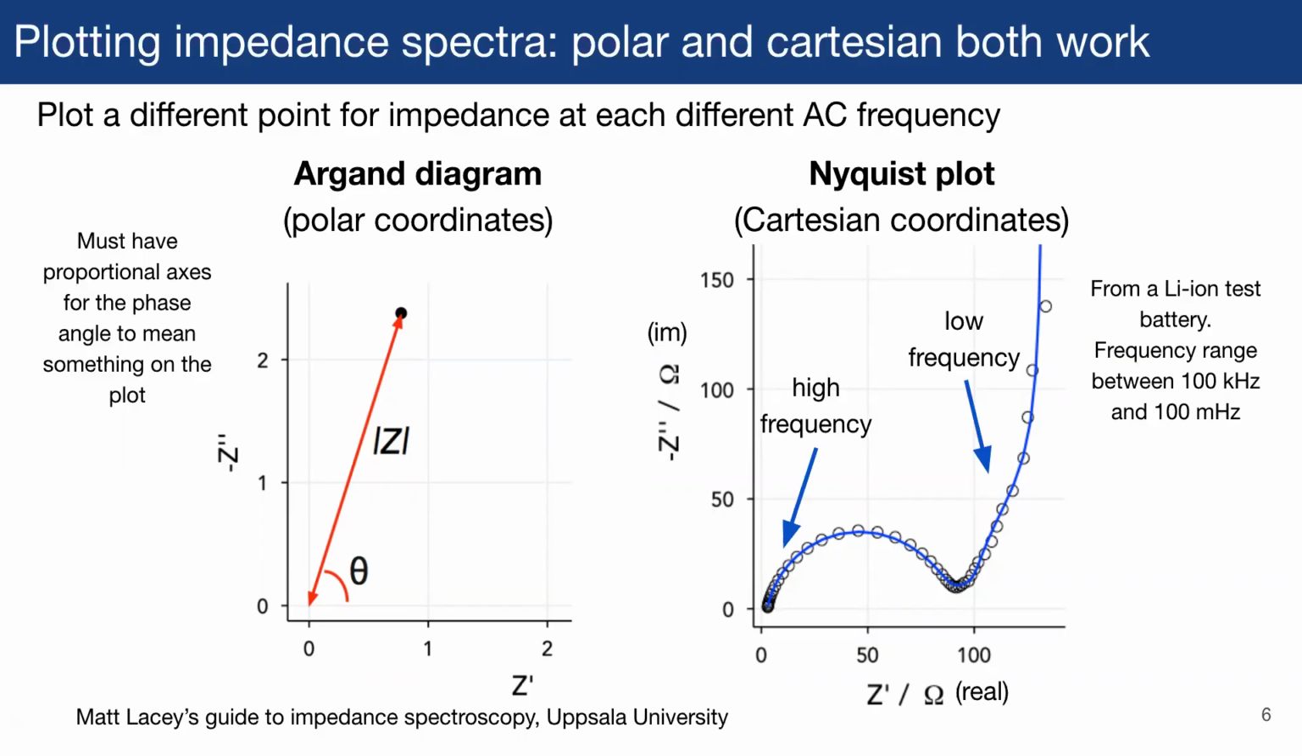The more common method of displaying EIS data is a Nyquist plot. And in a Nyquist plot, you just plot the real and the imaginary components against one another, and you plot all the points for all the frequencies. And so the tests that you might do on a lithium-ion battery are going to range somewhere between 100 kilohertz. You can even go into the megahertz range, and all the way down to potentially 100 millihertz.